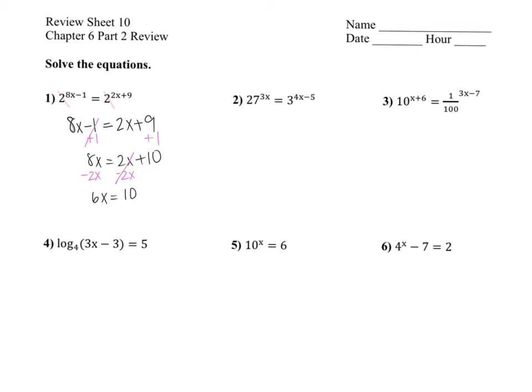And now, to get rid of this 6, I have to divide by 6. Now, the 6's cancel for the x, and the x drops down. 10 divided by 6 can be reduced, right? If we think about it, what number divides into 10 and 6? They're both even numbers, so I know 2 divides into 10 5 times, and 2 divides into 6 3 times. So this is really 5 over 3 as my final answer.